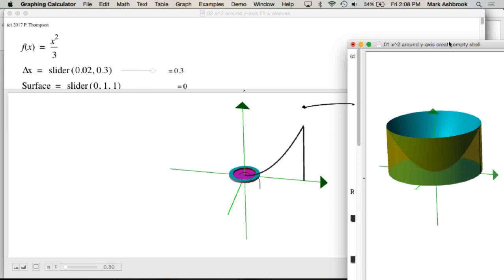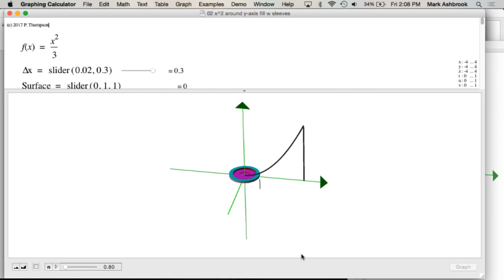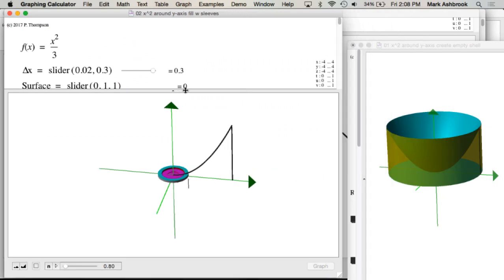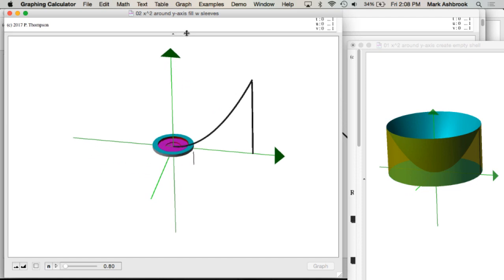And so now we're going to fill that thing over there to the right. We're going to fill that with cylinders according to delta x. Now this line right here is showing the current value of x, okay? That line right there is showing the current value of x, so I'm going to let x increase.